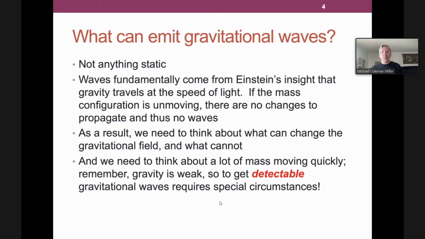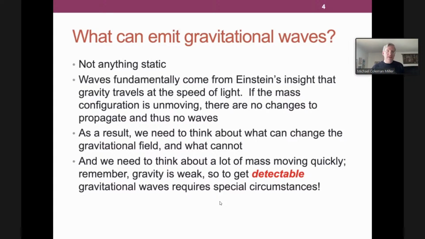An important aspect is that it can't be anything static, meaning if you have something that just isn't moving at all, and you ask about the gravitational field, it's static, meaning that if you have your gravity meter, your gravity meter will not see any change, and therefore there are no waves. Waves fundamentally come from Einstein's insight that gravity travels at the speed of light and not infinitely fast. So if you have nothing moving, there's no wave. We therefore have to consider what it is that can change the gravitational field and what cannot.